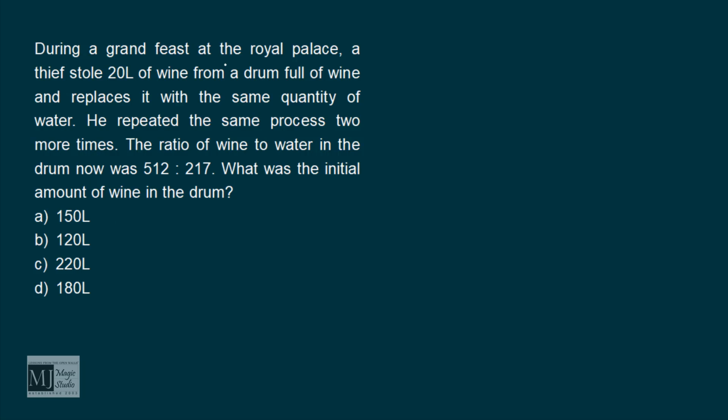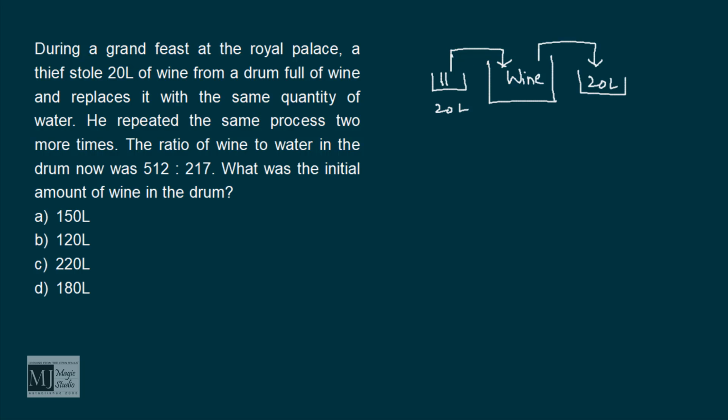During a grand feast at the royal palace, a thief stole 20 liters of wine from a drum full of wine. We have a drum full of wine, and he takes out 20 liters from it and replaces it with the same quantity of water. Wow. He repeated the same process 2 more times. That means once, twice, thrice. He has done this process 3 times.